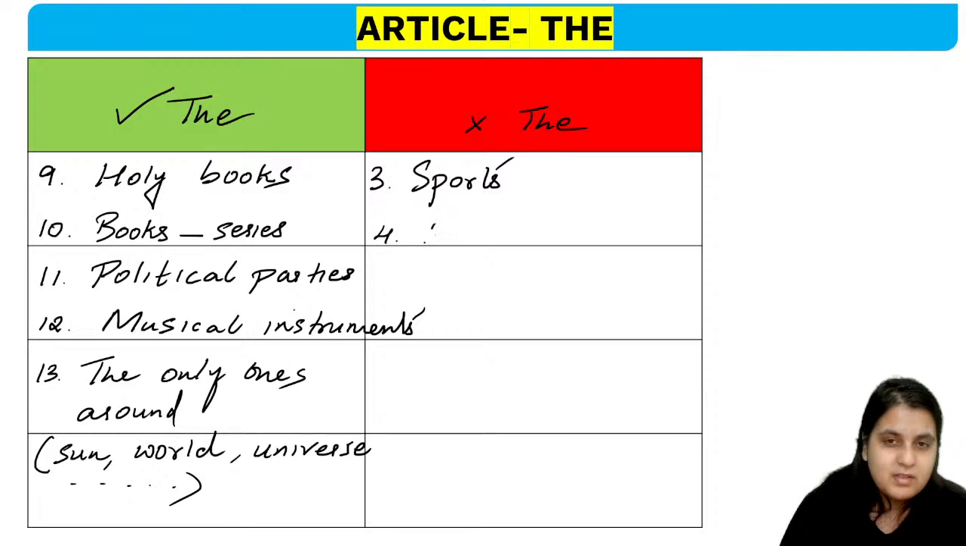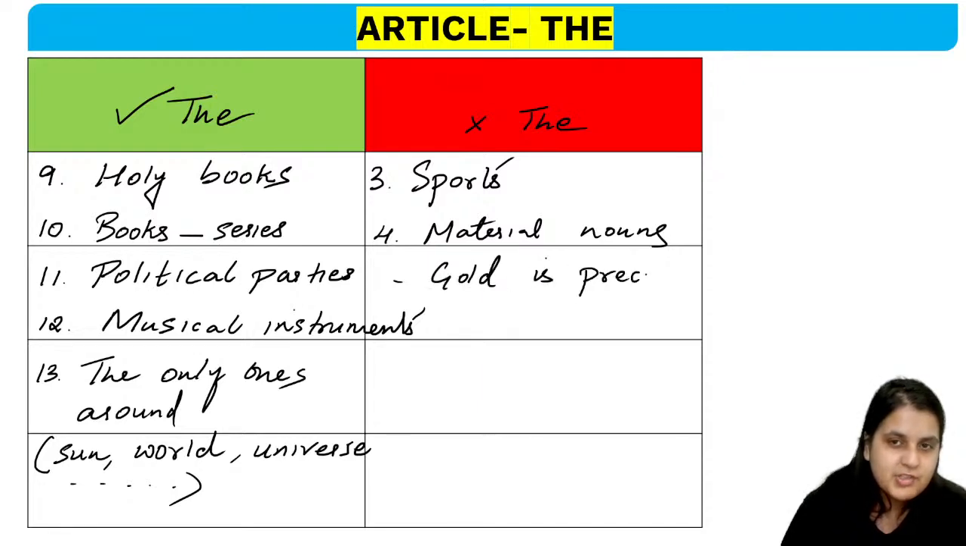Next one, we don't use the before material nouns. Okay, what are material nouns? For example, you will just say gold is precious. You will not say the gold. You will just say gold is precious. Now, exception to this rule.